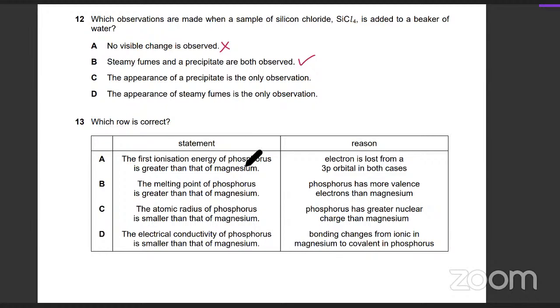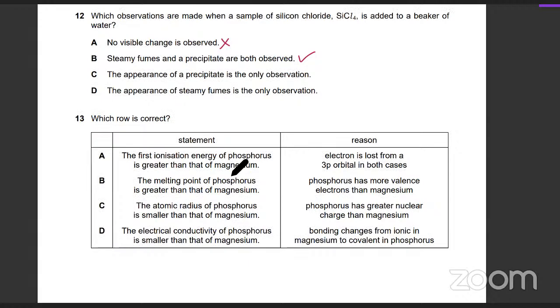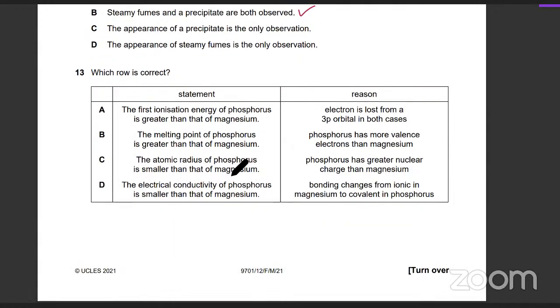The first ionization energy of phosphorus is greater than that of magnesium. It's across the period. What happens across the period? When you move across the period, the ionization energy increases. It dips at group 3, increases again. For group 6, it dips again and then continues to increase, right? So this is sodium, magnesium, aluminium, there's a dip, silicon, phosphorus, sulfur, there's a dip, chlorine, and then argon, right?